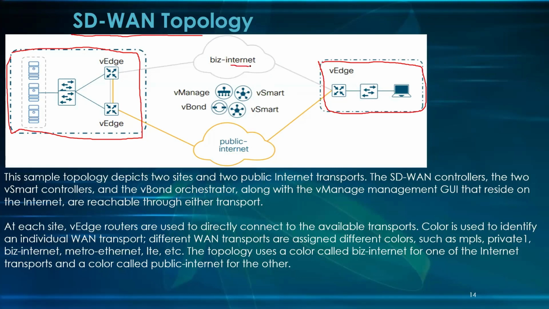So internet 1, internet 2, both are internet, no difference. Now we have a central point somewhere on the cloud or on the internet. We have hosted the vManage, vBond, and vSmart, and the vSmarts are in redundant form.